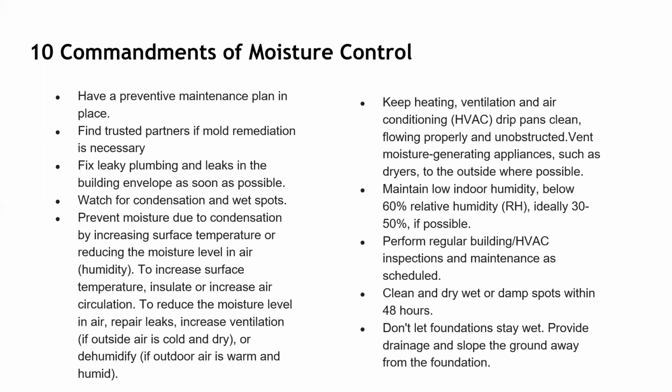You want to fix whatever leaky plumbing is there, watch for condensation, prevent moisture, look at your HVAC machine, and maintain low indoor humidity. This is a really great low-cost way to monitor mold growth, especially if you have a hallway or a classroom that is constantly getting reports of musty odors. And then perform regular maintenance and cleaning. Cleaning is a really great preventive maintenance tool to prevent a lot of environmental exposures in the building.